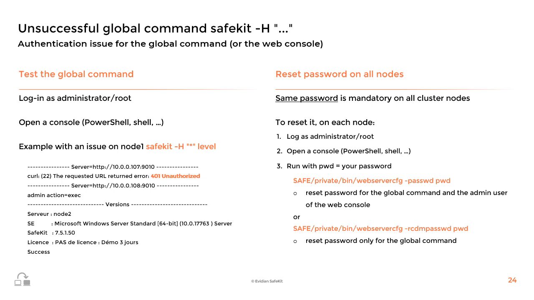If there is a curl error with the unauthorized message, it means that there is an authentication issue between nodes. This problem may be due to the fact that the password is not the same on all the nodes. To reset it, on each node, log in as administrator on Windows or root on Linux. Open a console such as a PowerShell or a shell and run the web server CFG command to reset the admin password on both nodes. Alternatively, you can run web server CFG to reset the password only of the global command.